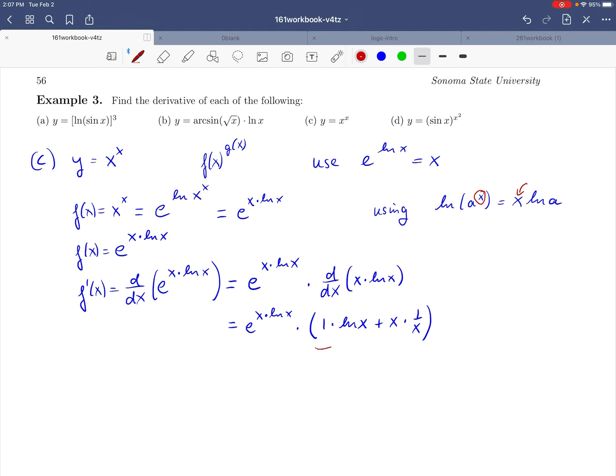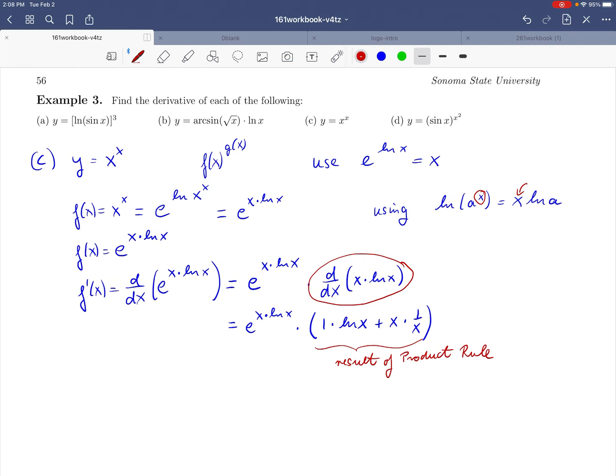So what we see here is the result of using the product rule on this function right there. And that is our answer.